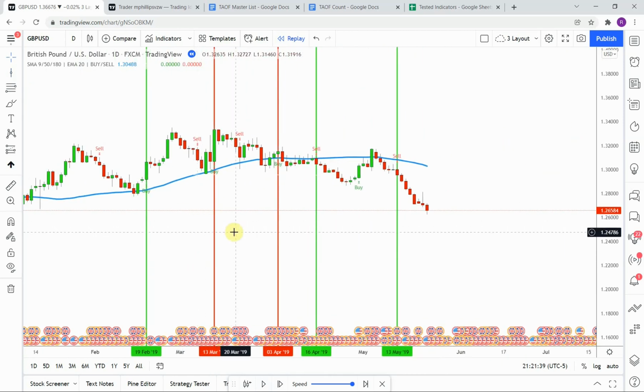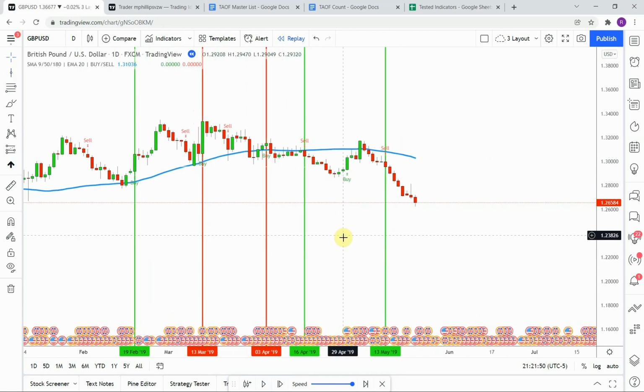Alright, so then we pick up a buy signal right here, but price action almost immediately pushes down, stopping us out. Then we pick up this buy right here, kind of similar. Immediately price pushes down below the moving average and stops us out.